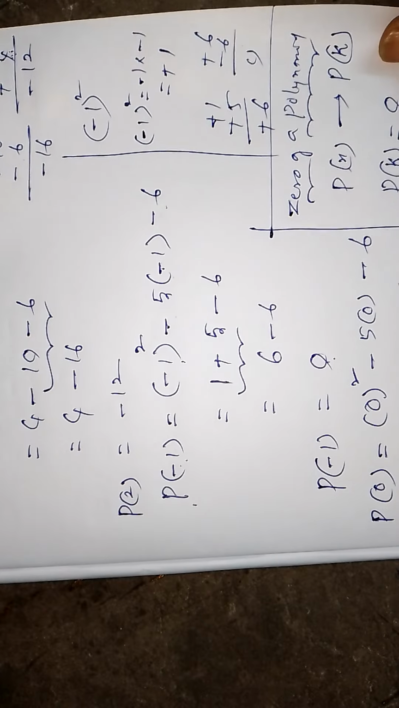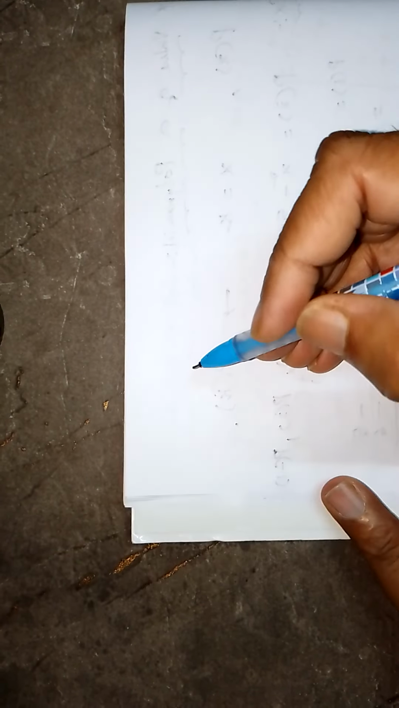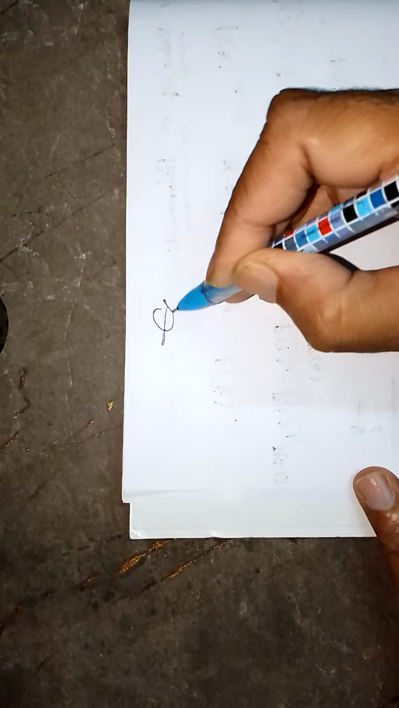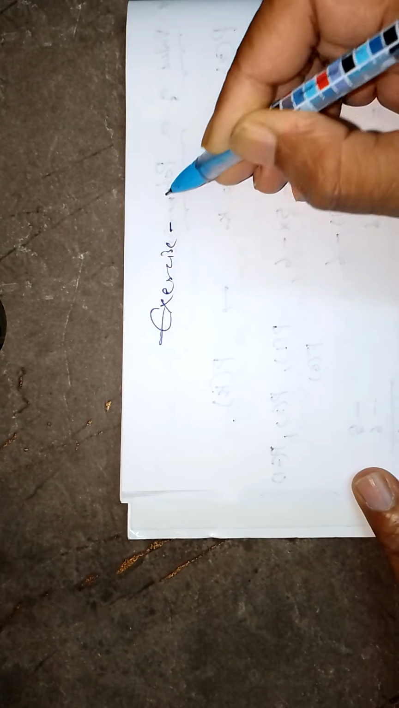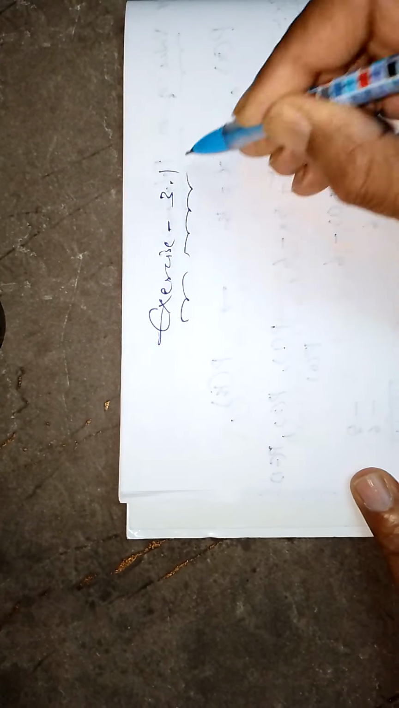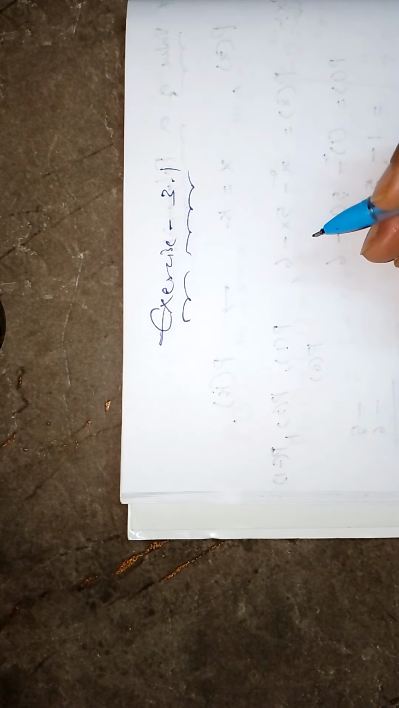Next is the exercise. Exercise 3.1. So what is given in the first Roman?